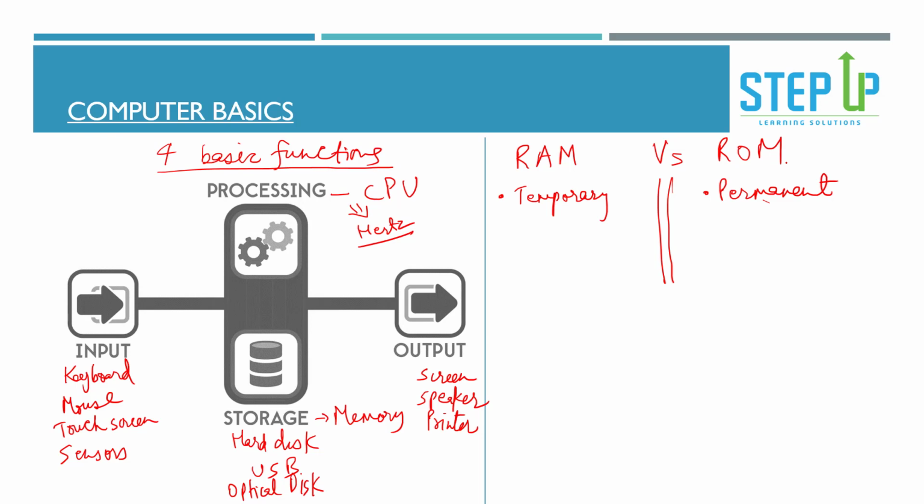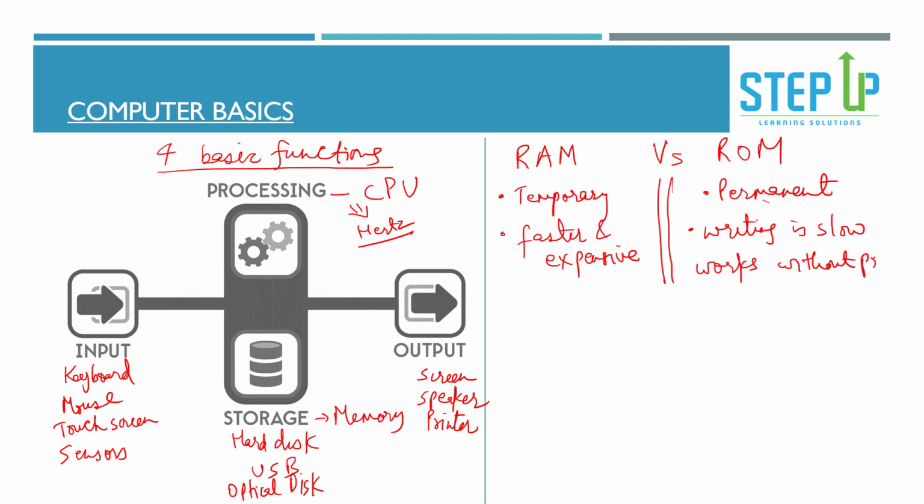So also when you talk about RAM, it is faster, although it is expensive, faster and expensive. Writing on ROM is slow, right? And your basic system BIOS information is stored in ROM. Also your ROM works without power as well. You don't need power, right? So this is some basic thing about your RAM and ROM, right?